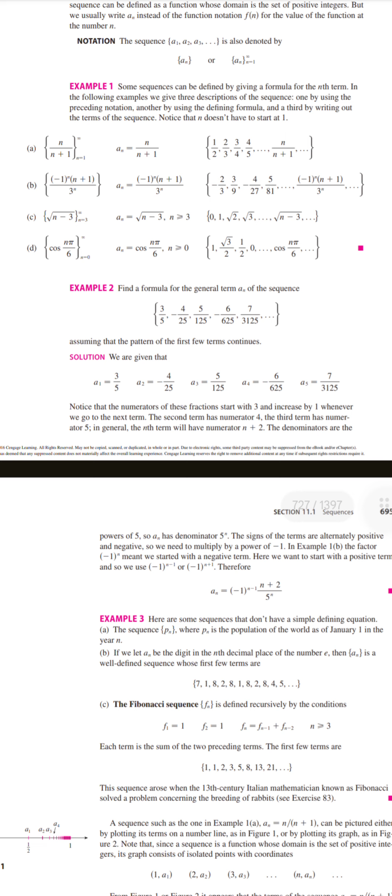And then we have D: the sequence {cosine of n pi over 6} from n equals 0 to infinity, where a sub n equals cosine n pi over 6, where n is greater than or equal to 0. {1, square root of 3 over 2, 1 half, 0, ..., cosine n pi over 6}.